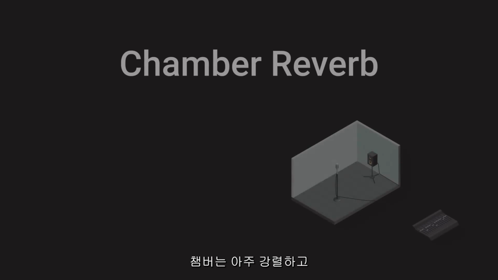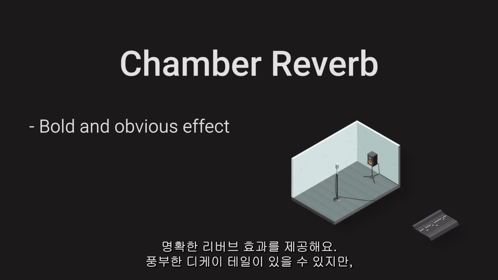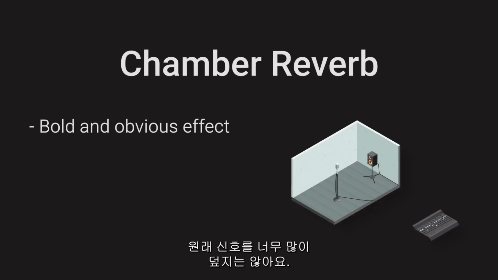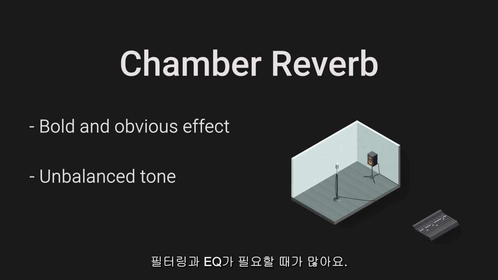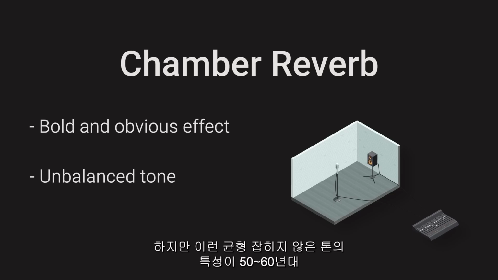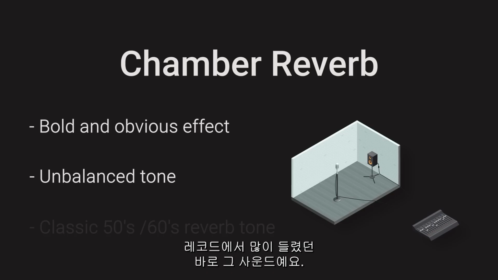Chambers offer a very bold and obvious reverb effect, and although they can have a very lush decay tail, they often don't wash out the original signal too much. They don't sound very balanced, so they can often benefit from further filtering and EQ, but it's this unbalanced character and tone that you've likely heard all over records from the 50s and 60s.